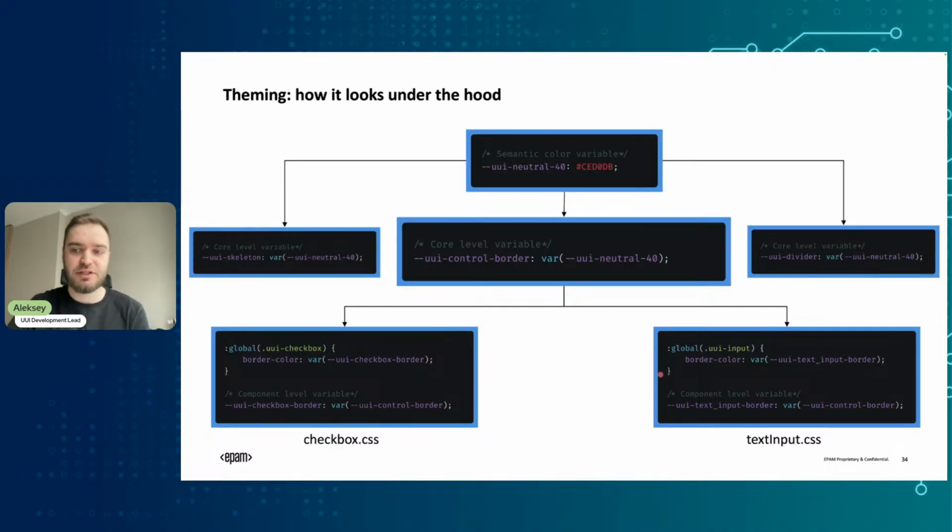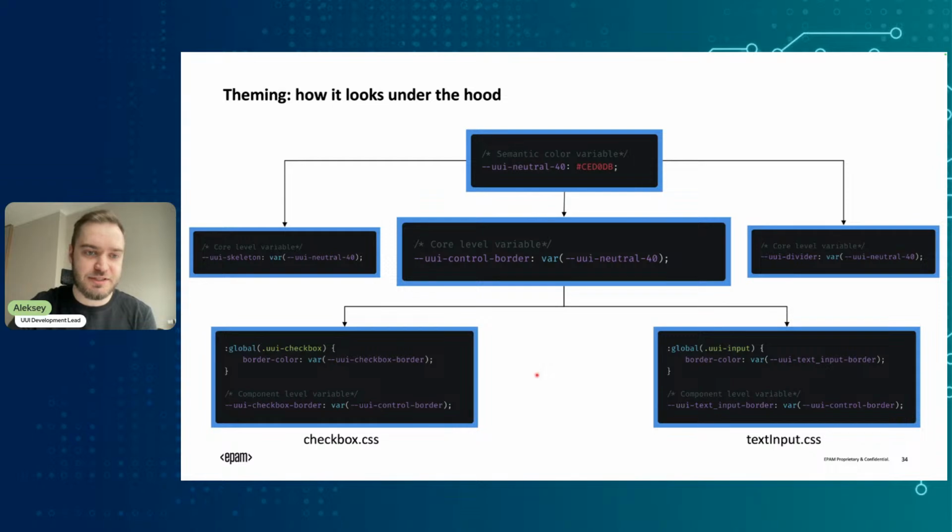But let's imagine that we need to use another color only for controls without affecting dividers and skeletons. Here we can't use the neutral semantic color because it affects skeletons and dividers. So we go a level deeper and override UI control border with the expected color, for example, green. And in this case, all controls will have a green border, and dividers and skeletons will still use neutral.